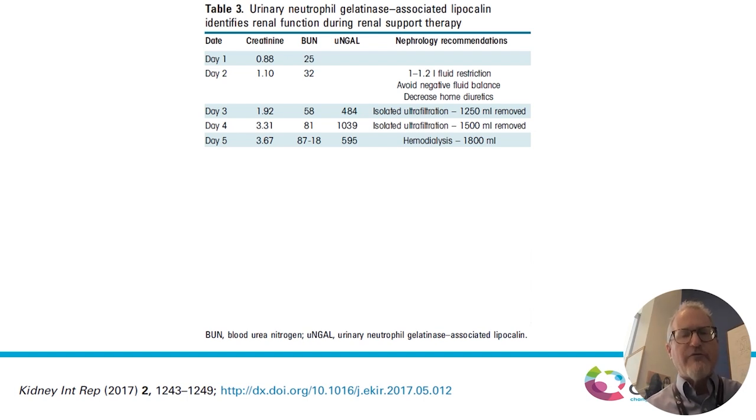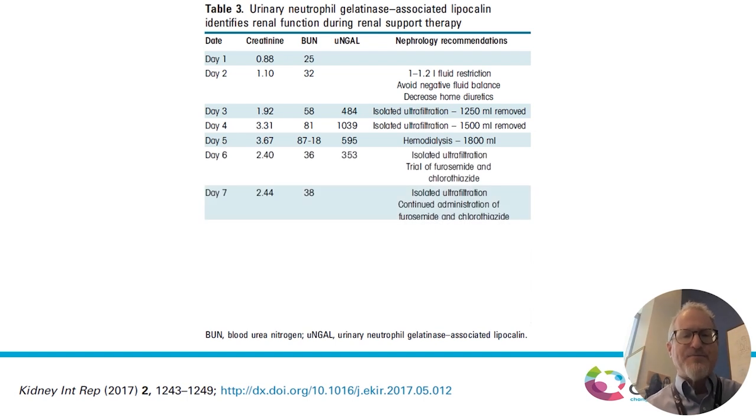So we removed about 1.2 liters. Then you can see on day 4 and 5, his creatinine continued to climb. His BUN got up to 87. And on day 4, with an NGAL of over 1,000, we performed ultrafiltration again. And on day 5, because his electrolytes were starting to become problematic, we performed hemodialysis. Now, we all know BUN and creatinine are not going to be helpful after hemodialysis because they are removed through diffusion, whereas NGAL is not.